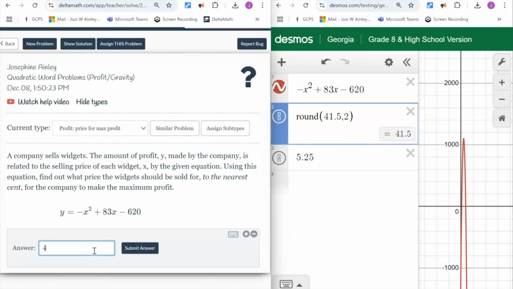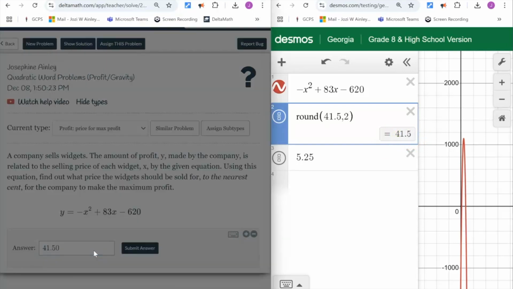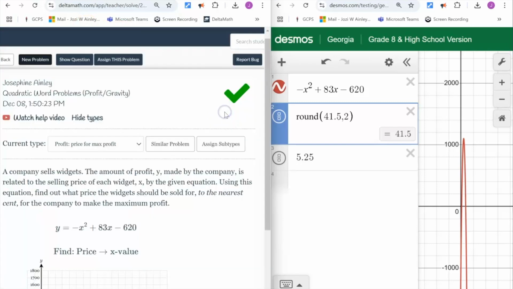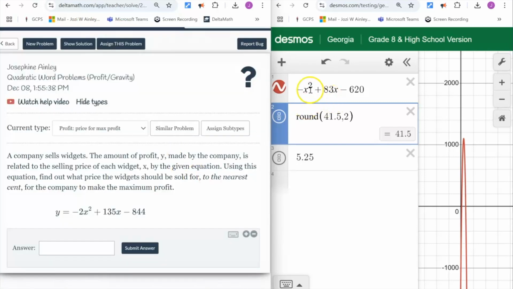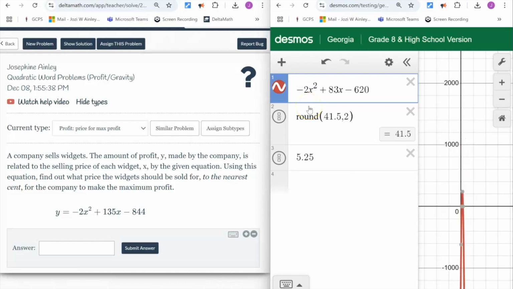And I'm going to do a couple of these because all it is is about reading what the question is really asking in order for you to be able to do it. So the equation will change each time. I'm just going to change it to the new one, and then we're going to read the question together.